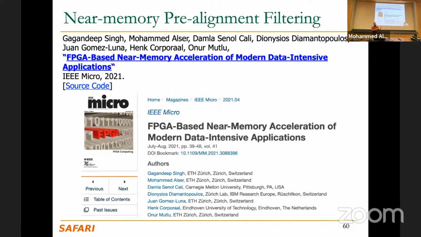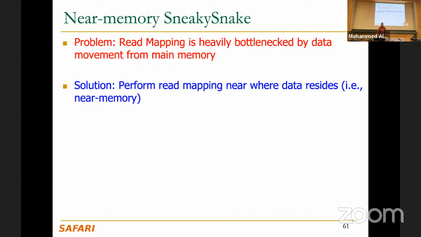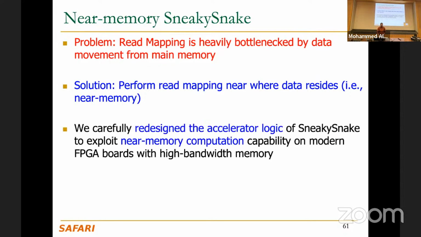In this work, we try to improve SneakSnake further by doing the design using near-memory acceleration. We still use FPGA acceleration, but we use HBM, where we have a high bandwidth path to the FPGA. The memory itself and the FPGA are coupled together within the same package, which makes the data movement less than in DDR4, for example. The problem is that read mapping is heavily bottlenecked by data movement from the main memory. And the solution is that we need to perform this quickly and near where the data resides.